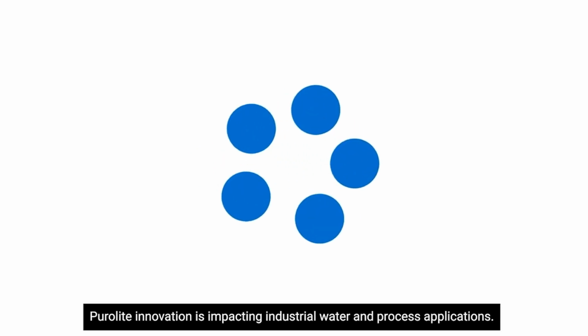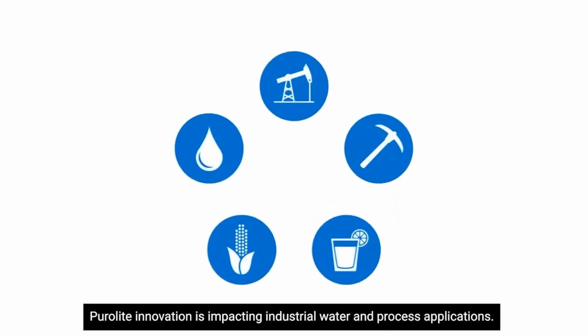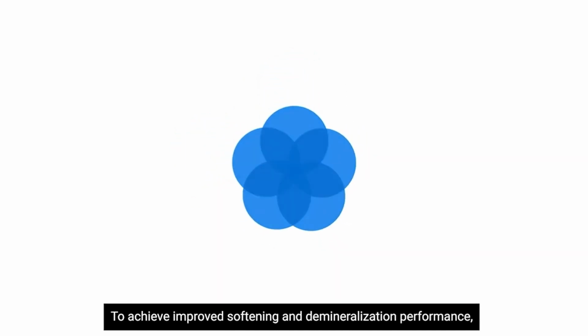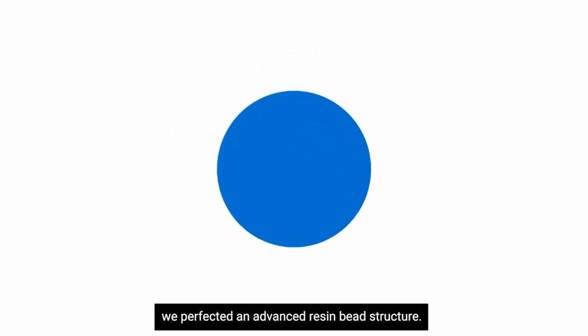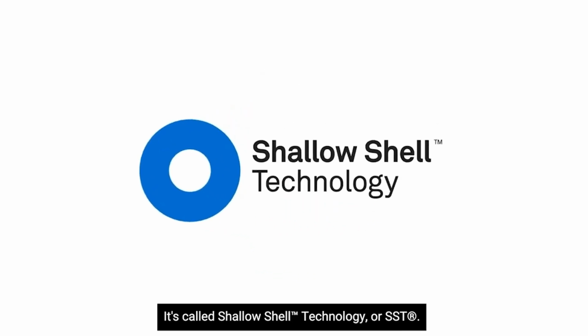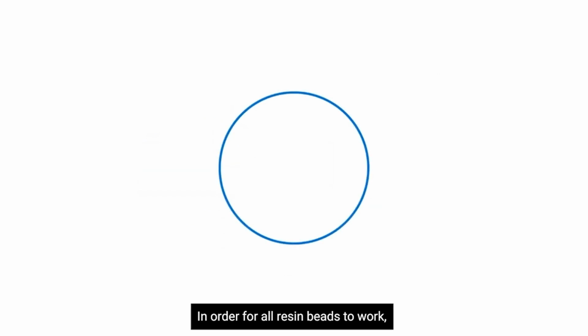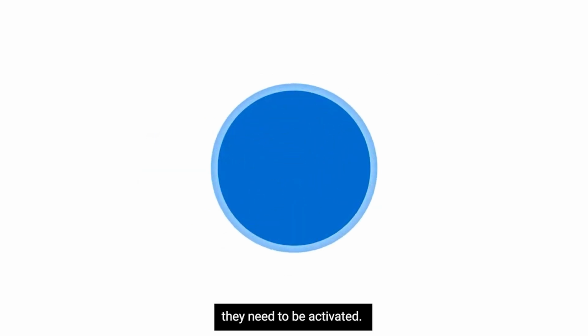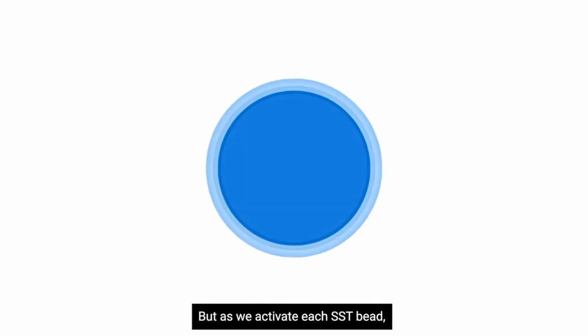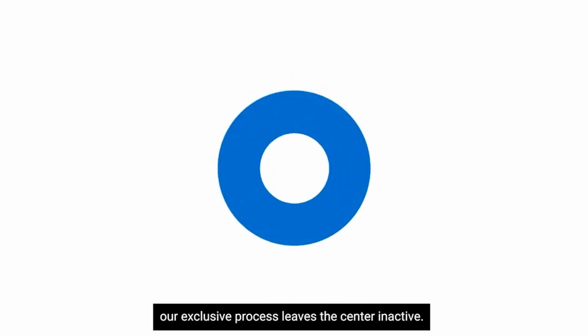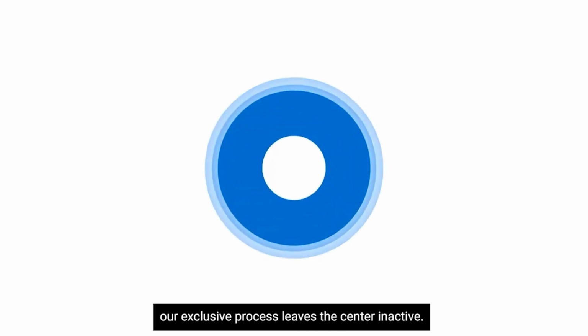Pure Light innovation is impacting industrial water and process applications. To achieve improved softening and demineralization performance, we perfected an advanced resin bead structure. It's called shallow shell technology, or SST. In order for all resin beads to work, they need to be activated. But as we activate each SST bead, our exclusive process leaves the center inactive.